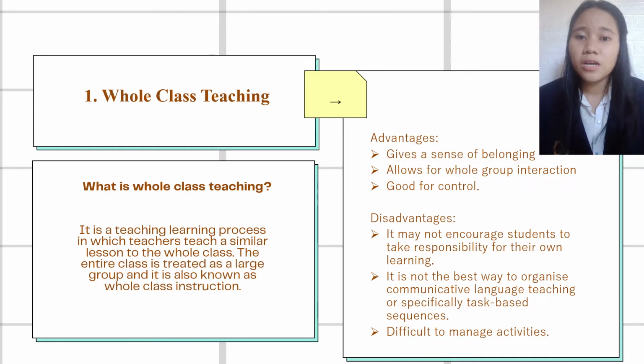Then about the disadvantages of whole class teaching. First, it may not encourage students to take responsibility for their own learning. It means that whole class teaching favors the transmission of knowledge from teacher to students rather than having students discover things or research things for themselves.